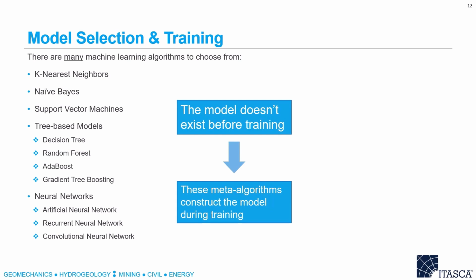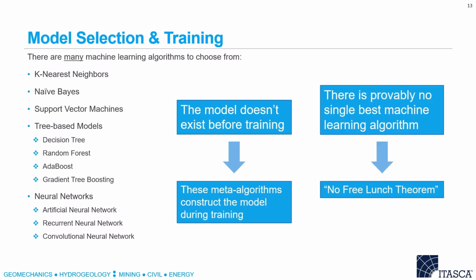Maybe it's obvious, but something that many people overlook is that these models do not actually exist before training. None of these are ready to go out of the box. These are all meta-algorithms that construct our model during training, using those input-output examples you feed it. That means that your model is uniquely constructed from your training set.